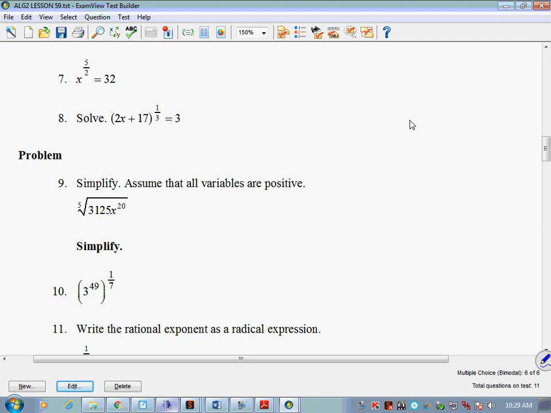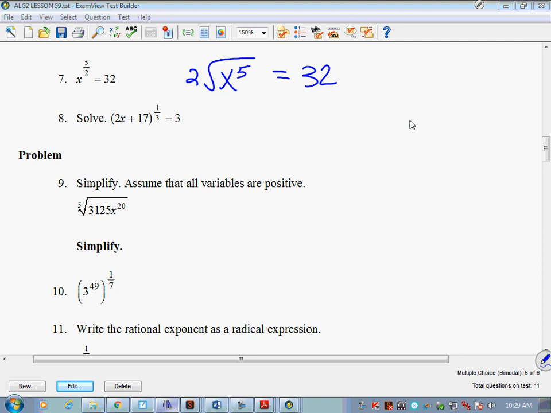Let's rewrite x to the 5 halves. Let's see, what does this come into? How do I rewrite that as a radical? The square root of x to the 5th equals 32. Okay, if I want to solve for x, make sure I've got that right. Yep, looks right to me.